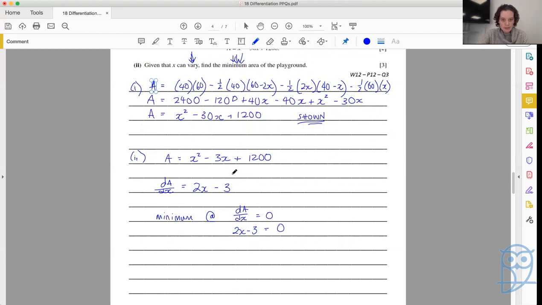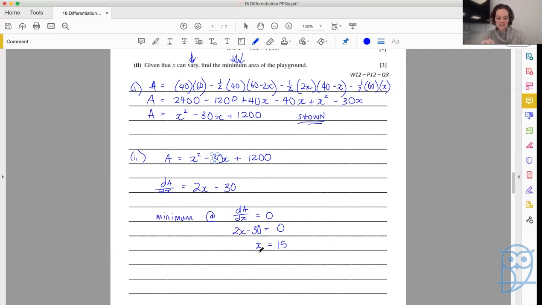Oh, I wrote 2x minus 3, and nobody has shouted. Goodness gracious, that's shocking, ladies and gentlemen. This is minus 30x, so this is 2x minus 30, and this gives us x equals 15. Shocking. Make sure you're awake when you come for maths lessons, because then you can catch the moments when I'm not awake.